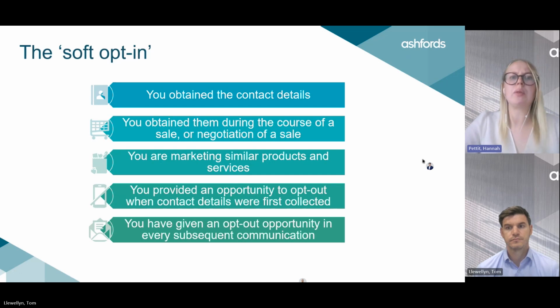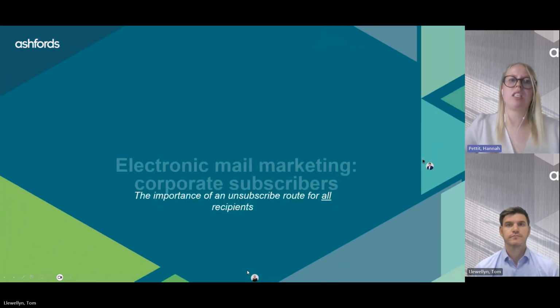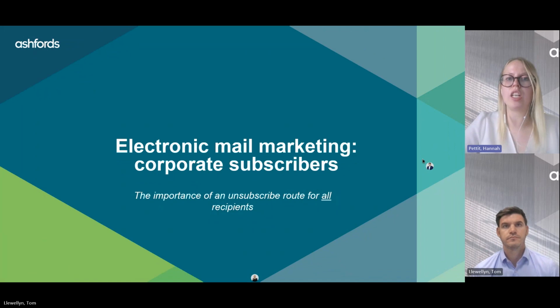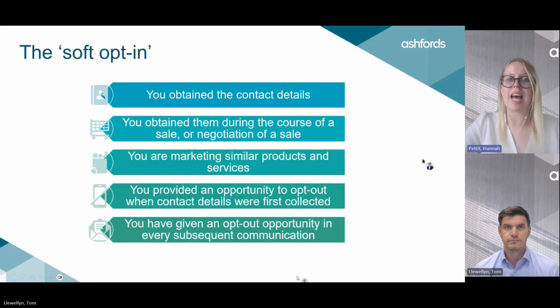Now, I'll really quickly finish the electronic mail section with a quick look at the rules for email and text marketing to corporate subscribers. Now, as I mentioned at the start, Regulation 22 of PECA doesn't apply to corporate subscribers, which means that you don't need consent.